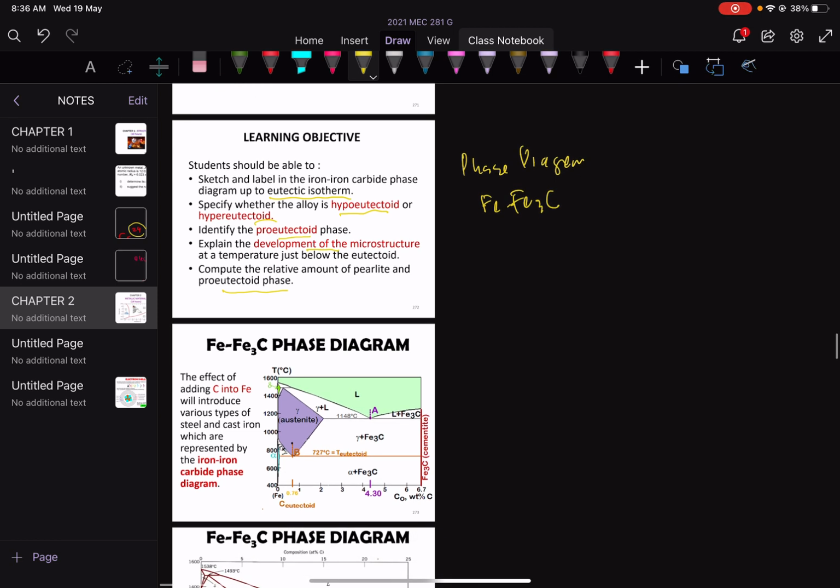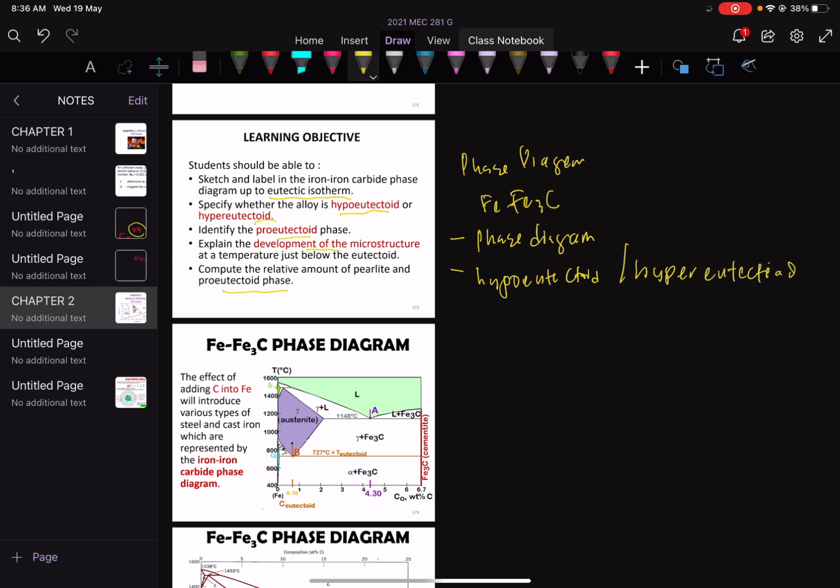What you should know by the end of this chapter is, just like what we have learned from phase diagrams, we have to know the phase diagram itself, and we have to know what the regions involved are. In this phase diagram, we are going to learn about the hypo-eutectoid and hyper-eutectoid.